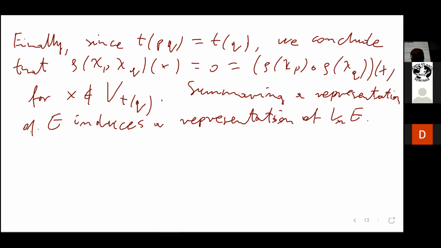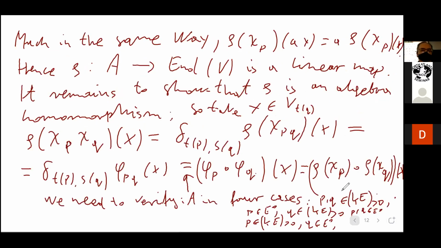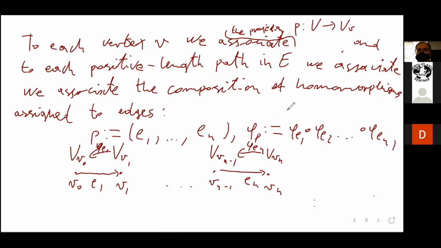But you can question the choice of this assignment. Why don't I go the other way around? This is somehow an arbitrary choice. I might as well have defined it so that to an edge from V0 to V1, I assign a linear map from V_{V0} to V_{V1}. And then I would have to reverse the formula: it would be phi_n composed with phi_{n-1}, and so on, up to phi_{e1}. It also makes sense.